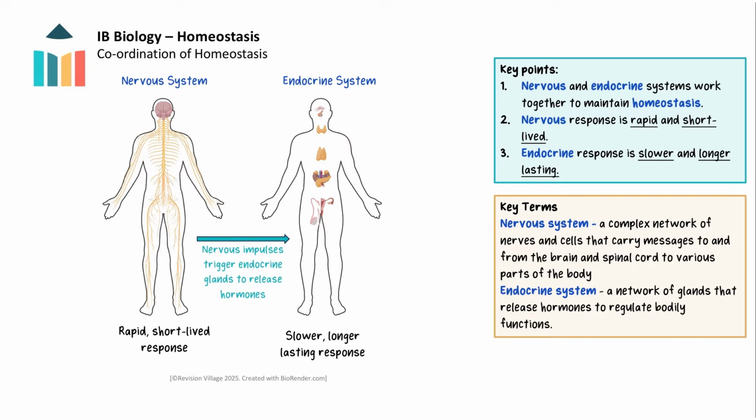Now let's look at the coordination systems involved in homeostasis. These are the nervous and endocrine systems, which work together to coordinate the body. The nervous system detects changes in the internal and external environment and brings about a rapid response which is short-lived. It also sends signals to the endocrine system to release hormones, which usually results in a slower response which lasts longer.